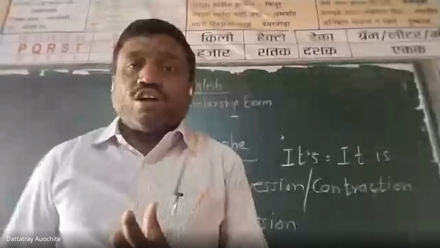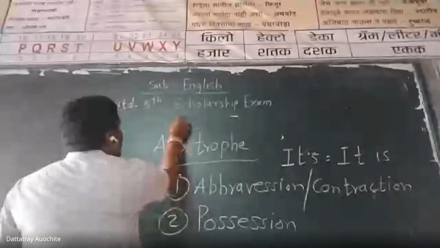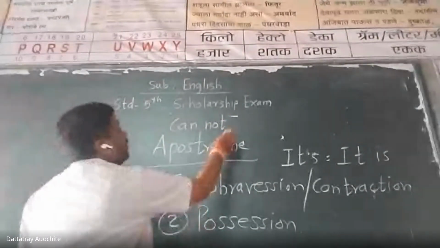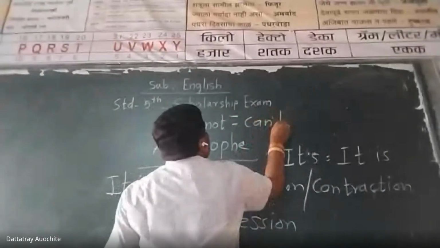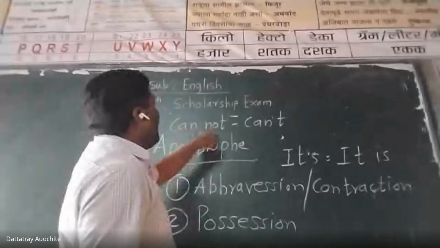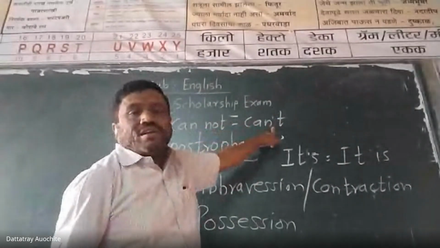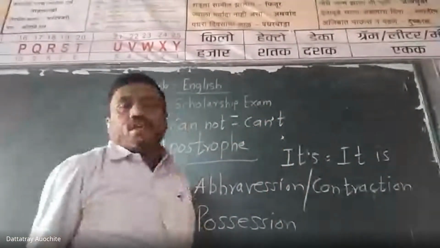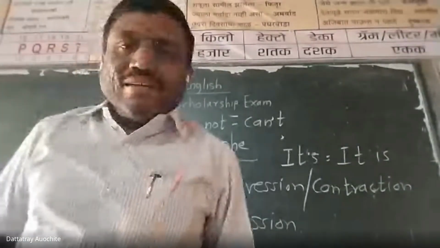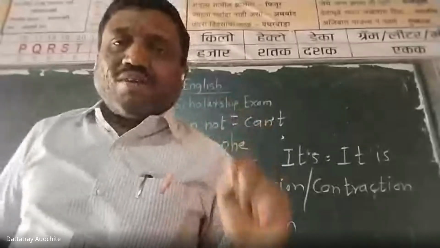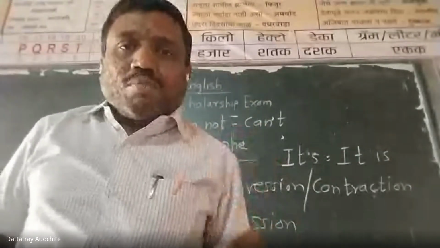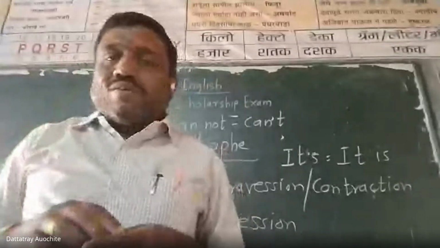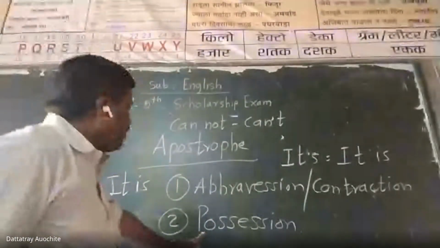Can't. "Cannot" or "can not" is the whole saying, but the contraction is can't. So "can" and "not", the "o" is omitted here, and this omission is shown by the apostrophe mark. In other words, we can say that the apostrophe mark represents the omitted letters. Okay.